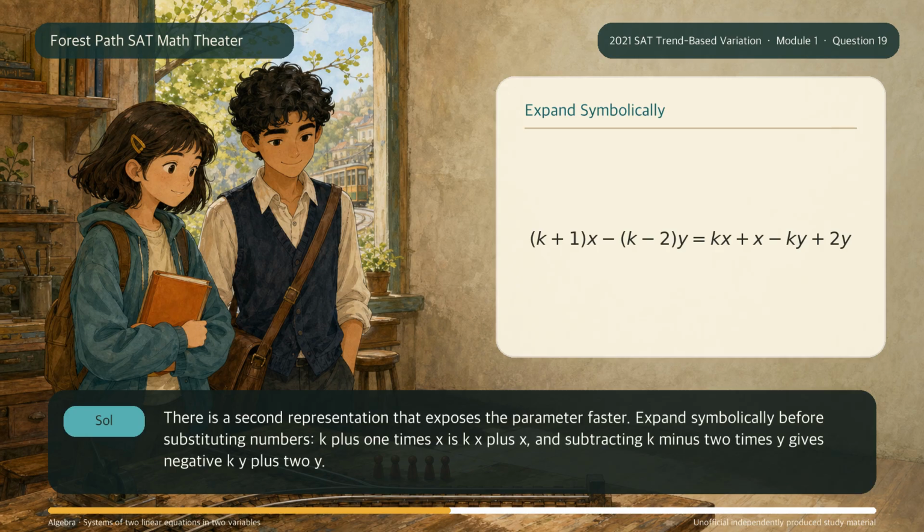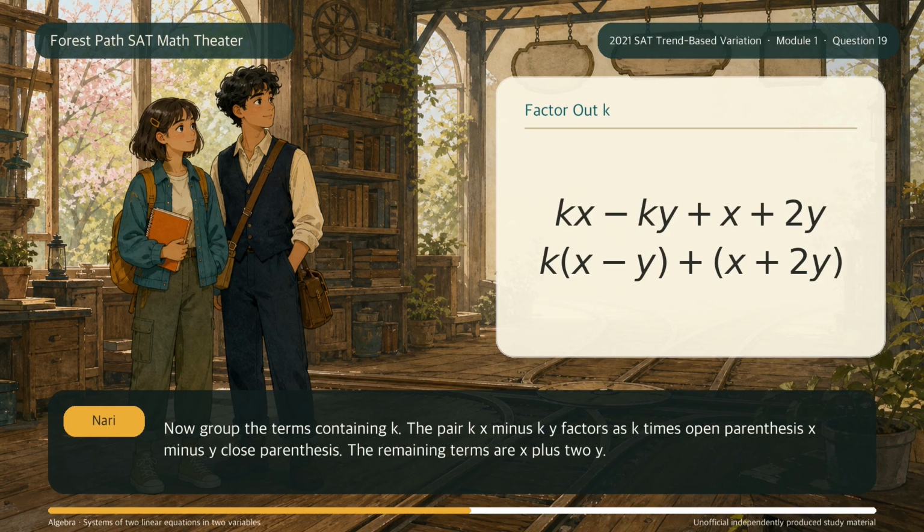There is a second representation that exposes the parameter faster. Expand symbolically before substituting numbers. K plus 1 times x is kx plus x, and subtracting k minus 2 times y gives negative ky plus 2y. Now group the terms containing k, the pair kx minus ky, which factors as k times (x minus y). The remaining terms are x plus 2y.